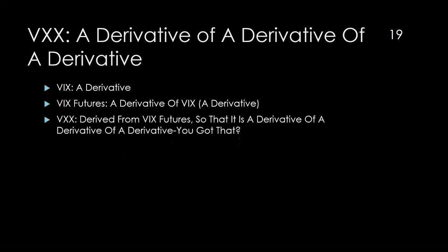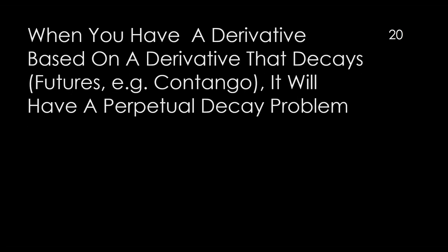So if you take the VXX, it's derived from VIX futures. So now we have a derivative of a derivative of a derivative. Did you get that? So it's a very complex trading vehicle. And most people do not understand it. And I don't pretend to fully understand it.